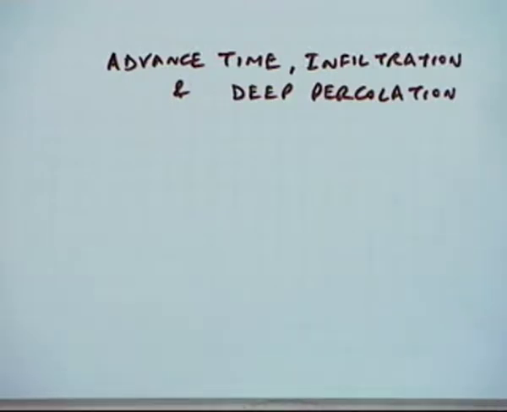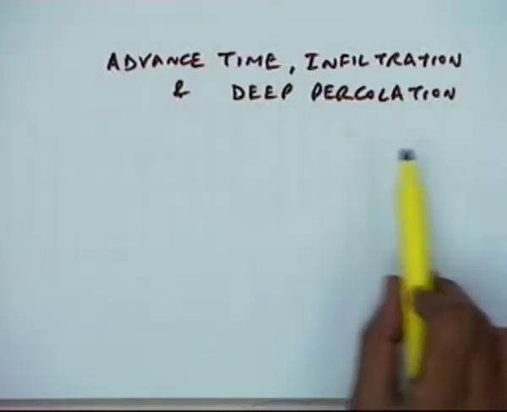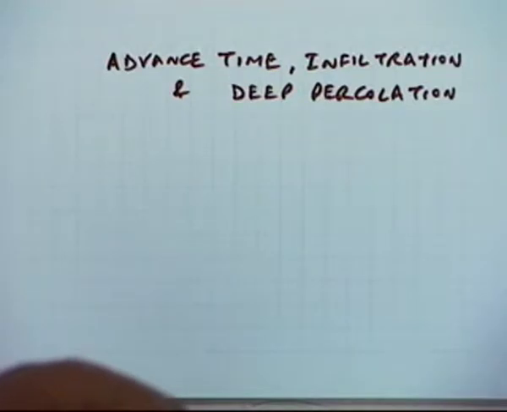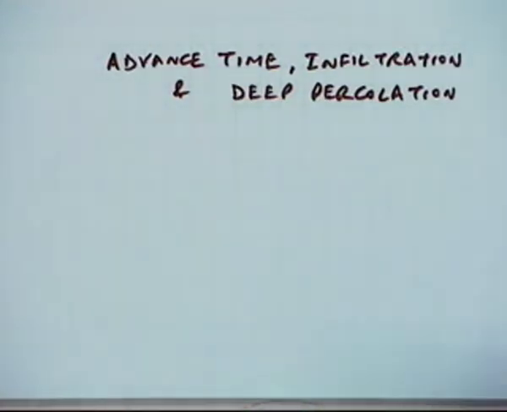This relationship will be a general purpose relationship which will be used for all these surface irrigation methods, even the border irrigation method which we have considered earlier. This will be applicable to that. This will give you a general understanding of how these items, the advance time, the infiltration and the depercolation, are related to each other, and these relationships you can exploit for the design purposes. So this will be a very important way of looking at the overall process.